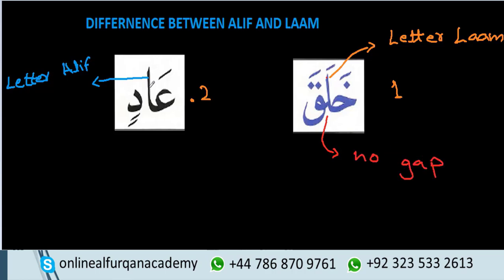But if we focus on the next example, here you can see that this is a vertical line, but there is a gap between this line and the next letter. So this is the main difference between Alif and Lam. Lam can connect with the next letter, there will be no gap, and Alif can't connect with the next letter. There must be a gap between Alif and the next letter. So I hope you got it, and next time you will not be confused in recognizing letter Lam and Alif.